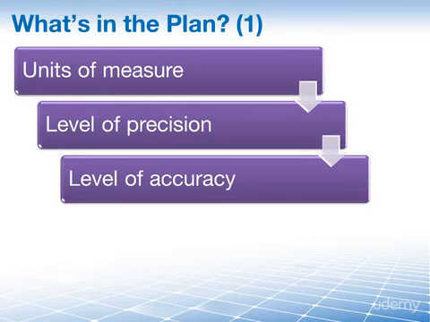And at this point, it's good to take a moment and note that there is an important difference between level of precision, the second item we have, and the level of accuracy, the third item. Although we sometimes use precision and accuracy interchangeably in common speech, you can see that in the context of the cost management plan, they have two very distinct meanings.